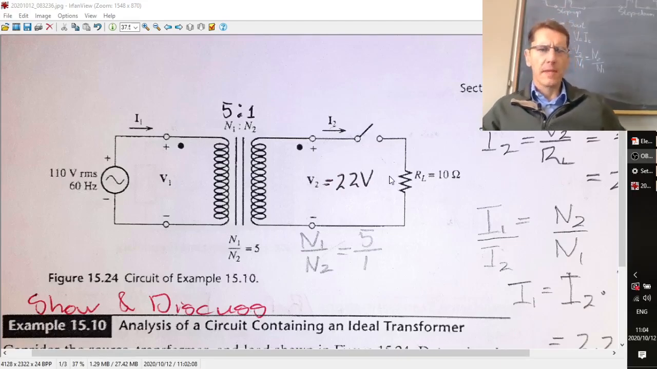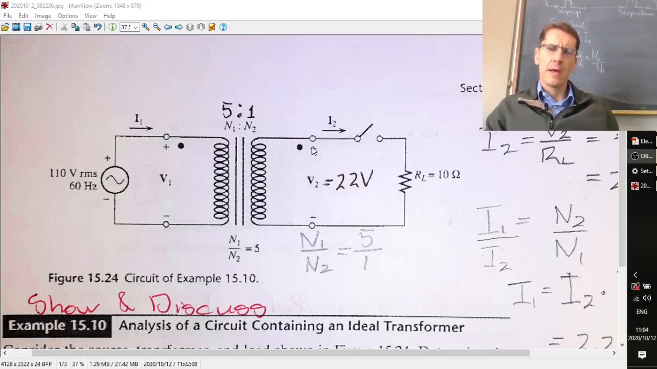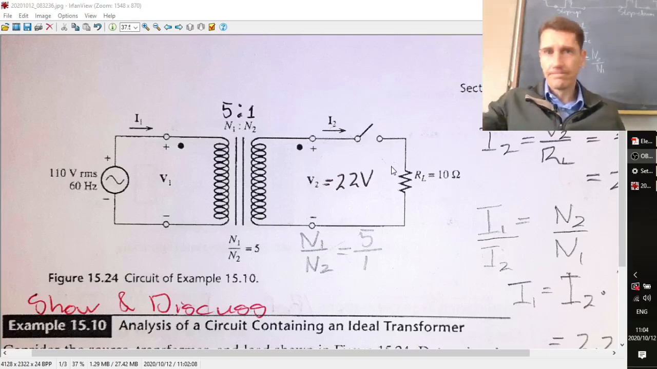Where were we? Okay, so let's first look at the scenario where that switch is open on the secondary or the load side. If the switch is open, can you have any currents flowing? No, there's a big hole, so no currents, but the voltage over there will still be 22 volts. How do we get to 22 volts?